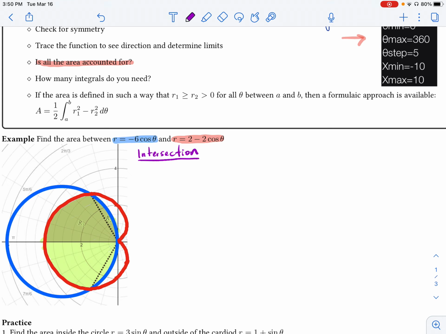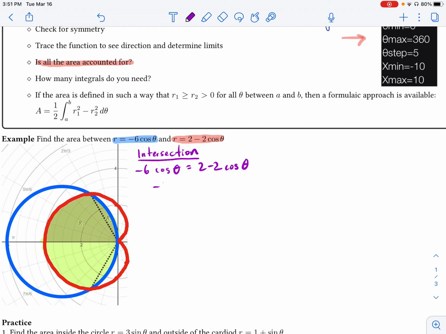intersecting. So if you watch my 9.2 video, we covered this towards the end of that lesson, because some interesting things are going to pop up when we compare what we get algebraically with what our calculator is telling us. So to find the intersection points, we're going to set our polar functions equal to each other. So we got -6 cosine theta is equal to 2 minus 2 cosine theta.